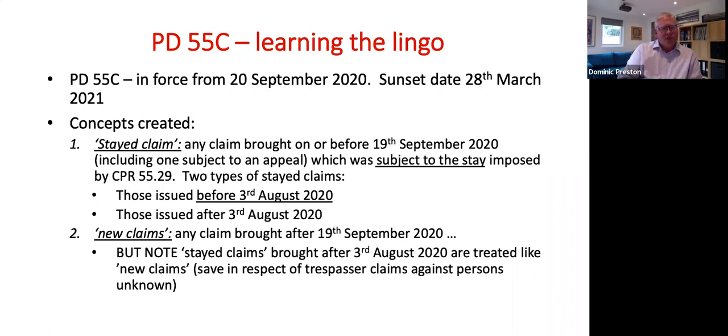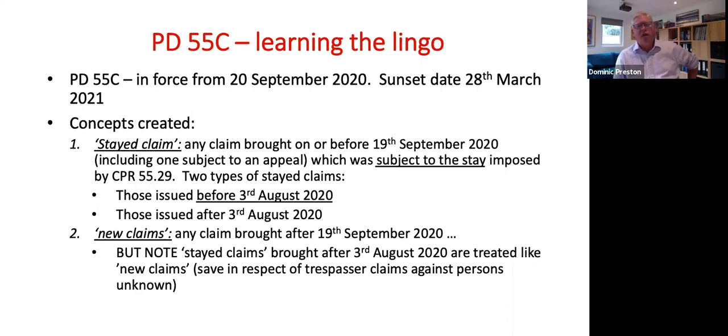The first concept to think about is a stayed claim. And that is any claim brought on or before the 19th of September 2020, including one that is subject to appeal, which was subject to the stay imposed by CPR 55.29.